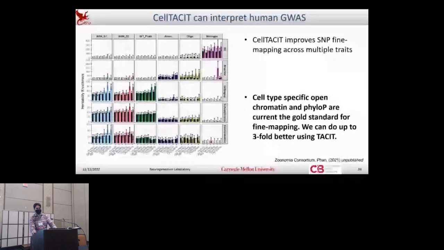So we actually built an entire set of maps from different neural cell types and different traits. We found an association between Alzheimer's and microglia, which makes a lot of sense, and also between different neuron subtypes and traits like smoking initiation. And in some cases, we were able to improve fine mapping by threefold using this tool.